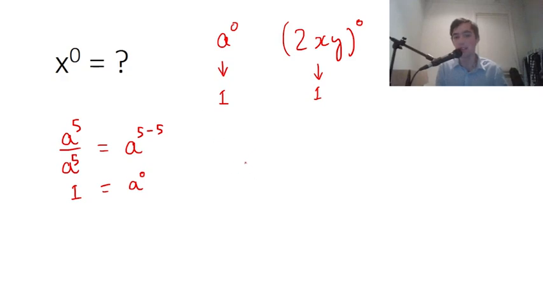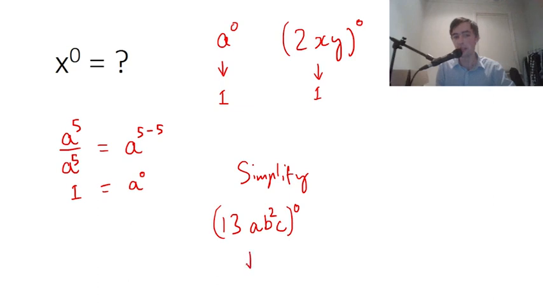So if somebody says simplify a, b, c, or let's make it 13ab squared c, and they say that's all to the power of 0, well, it's actually very simple. Everything in the bracket is being taken to the power of 0, so that whole thing is just 1.